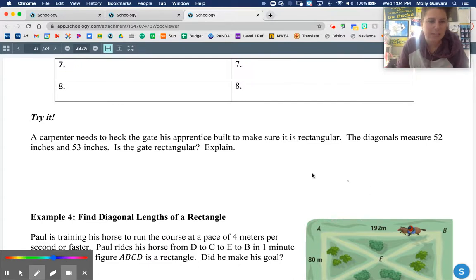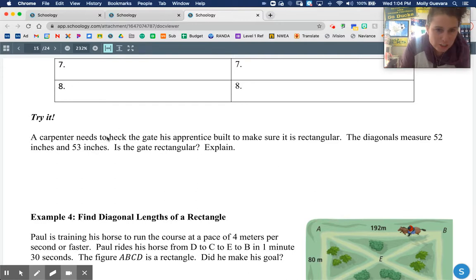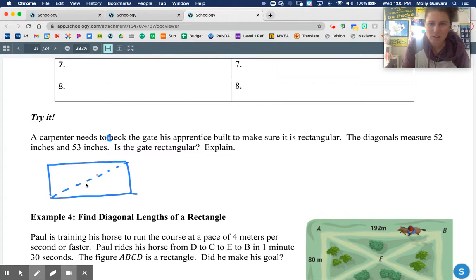So here it says a carpenter needs to check the deck his apprentice built to make sure it is rectangular. So here we have a rectangular deck. The diagonals are 52 and 53 inches. Is the gate rectangular? Remember that in a rectangle, the diagonals have to be equal. Since they are not equal here, no, the gate is not rectangular.